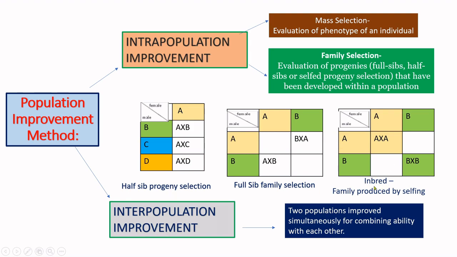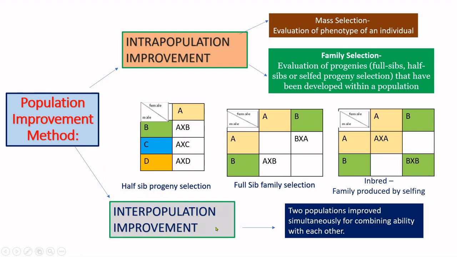In the third one, which is inbred family selection, it is also the same. We select the inbred lines and form the inbreds. So selection of inbred progenies formed by inbreeding is called inbred family selection.